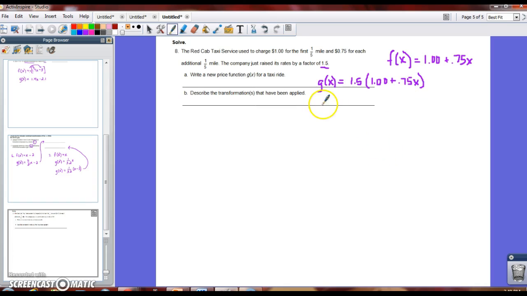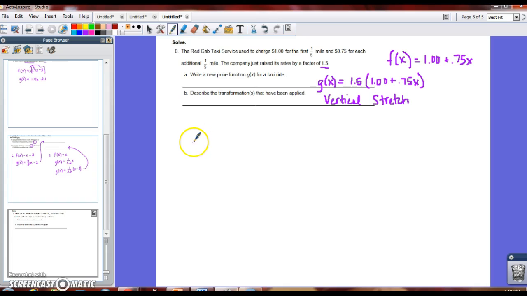Okay? And that transformation, if you describe it, is a vertical stretch. And that's it. Okay? There's nothing overly complicated about it if you understand what's going on. If you're not sure, that's where it gets a little tricky.